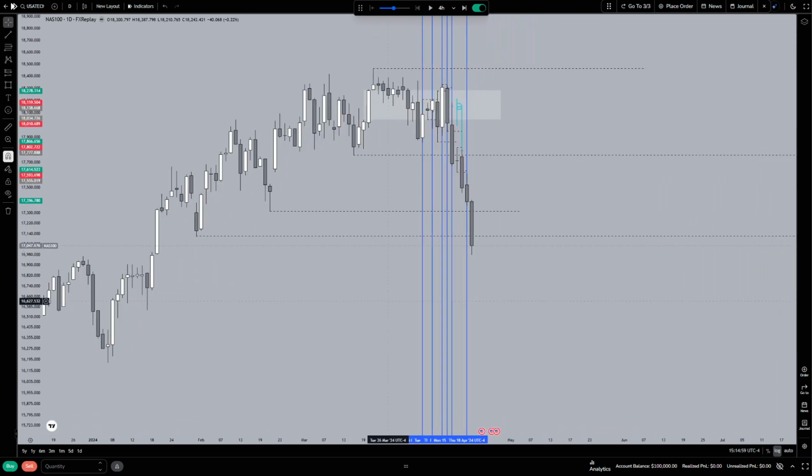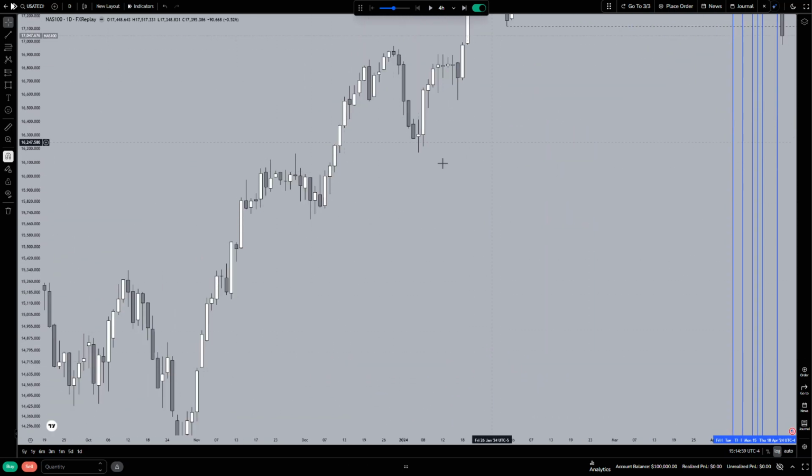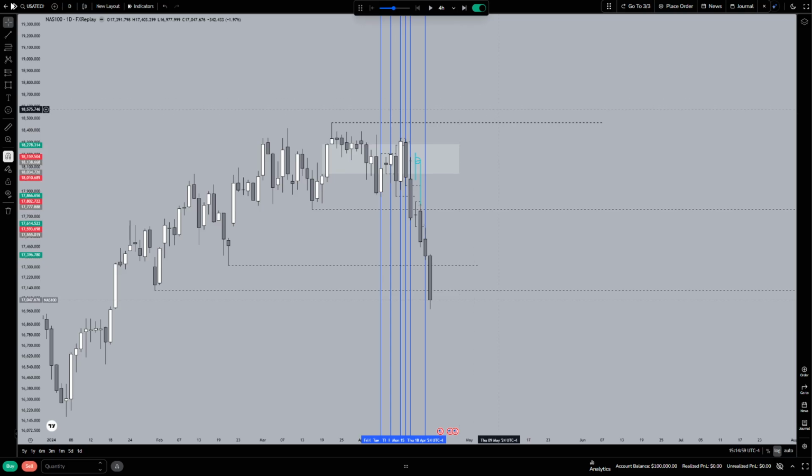And now from here, I would say from here, we've tapped the monthly fair value gap. We could either reach into the other monthly fair value gap, or we can just send it all the way up there.